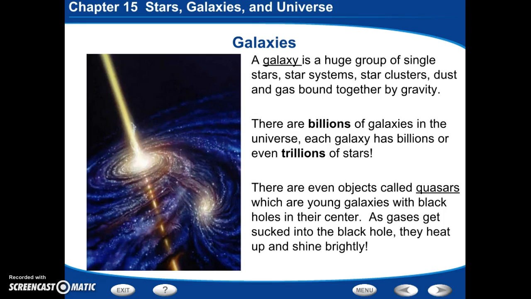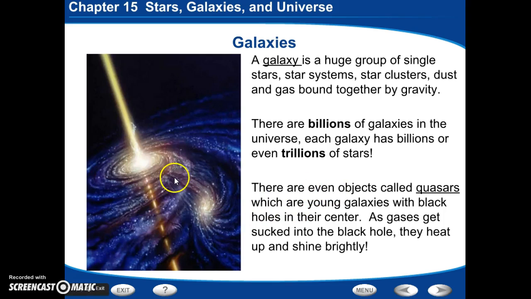Galaxies. A galaxy is a huge group of single stars, star systems, star clusters, dust, and gas bound together by gravity. And there are billions of galaxies in the universe. But each galaxy has billions or even trillions of stars. So our galaxy is the Milky Way galaxy, and if this were our Milky Way galaxy, each one of these little tiny stars represents a solar system. So you can see how small we are in comparison.